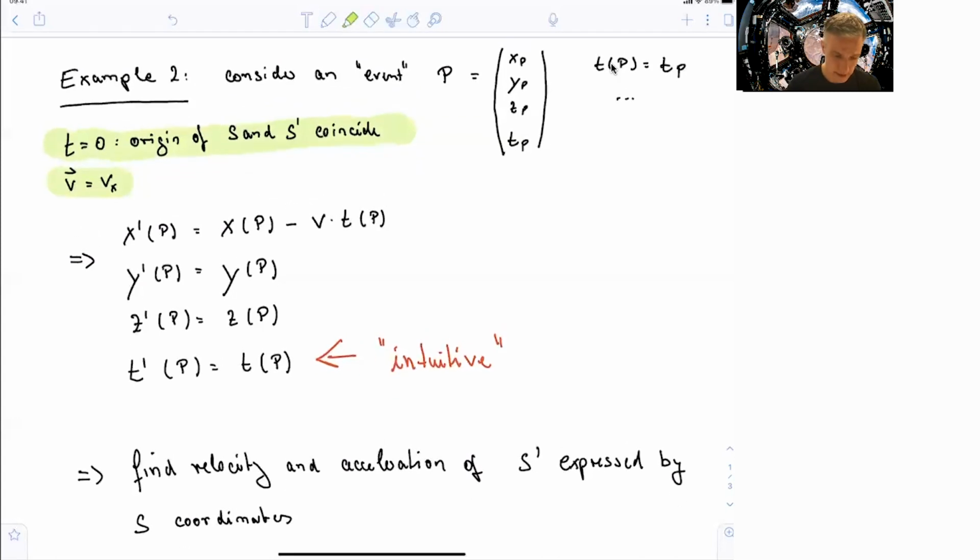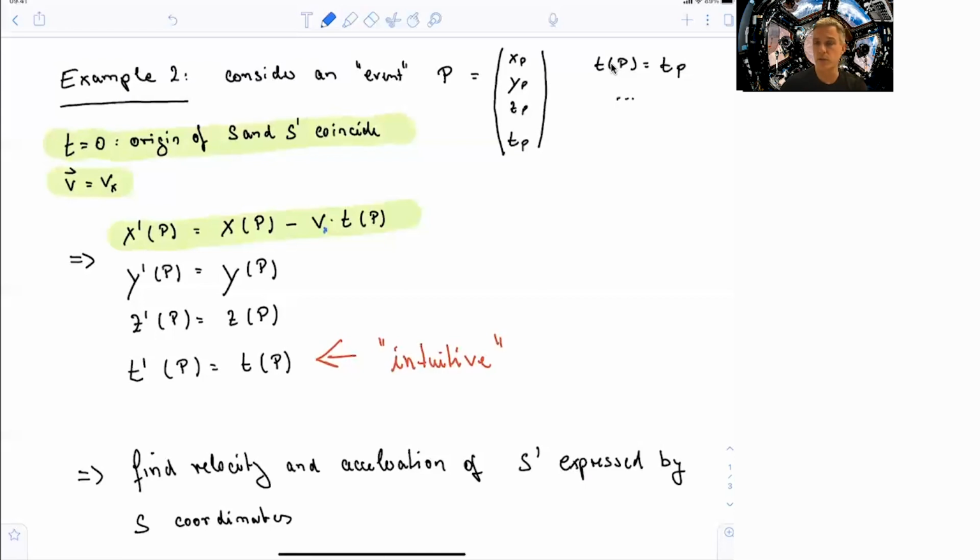When I do that, I can rewrite this event P in the S prime frame in the following way. For X, we find that X prime P is given by xP minus v, the relative velocity, I could put a little label x here, times tP. And then for the Y coordinates and the Z coordinates, there's no change. For the time, intuitively, you say that these two watches run with the same speed, meaning that the time in both frames for the same events is the same.